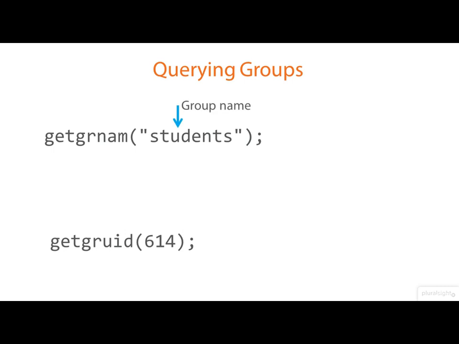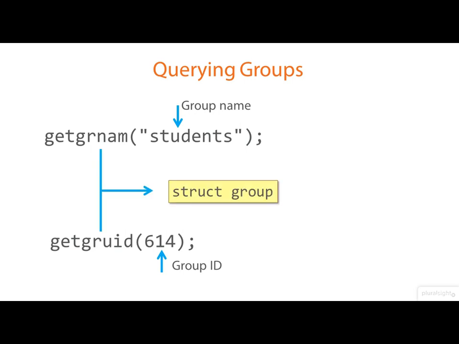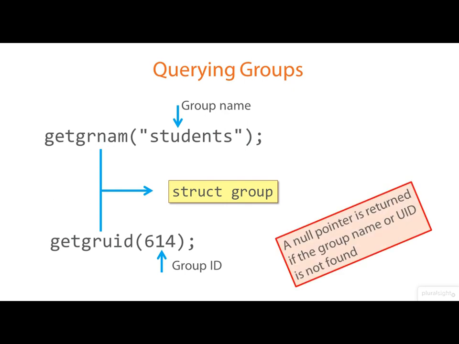getgrnam does the lookup based on the group name. getgrgid looks it up based on the numeric group ID. Both of them return a pointer to a group structure, which I'll show you in a moment. And again, as you can probably guess, they will return a null pointer if the lookup fails.